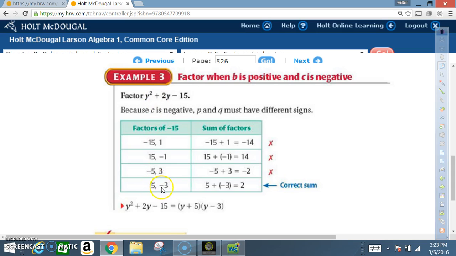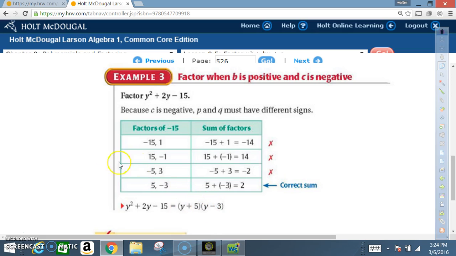Positive 5 and a negative 3, when I multiply them, gives me a negative 15. But when I add, it gives me 2. And that's what I'm looking for, a positive 2. 5 times negative 3 is a negative 15. 5 plus negative 3 is 2. Those are my factors, 5 and negative 3. So what's my final answer? y squared plus 2y minus 15 is equal to y plus 5 times y minus 3.